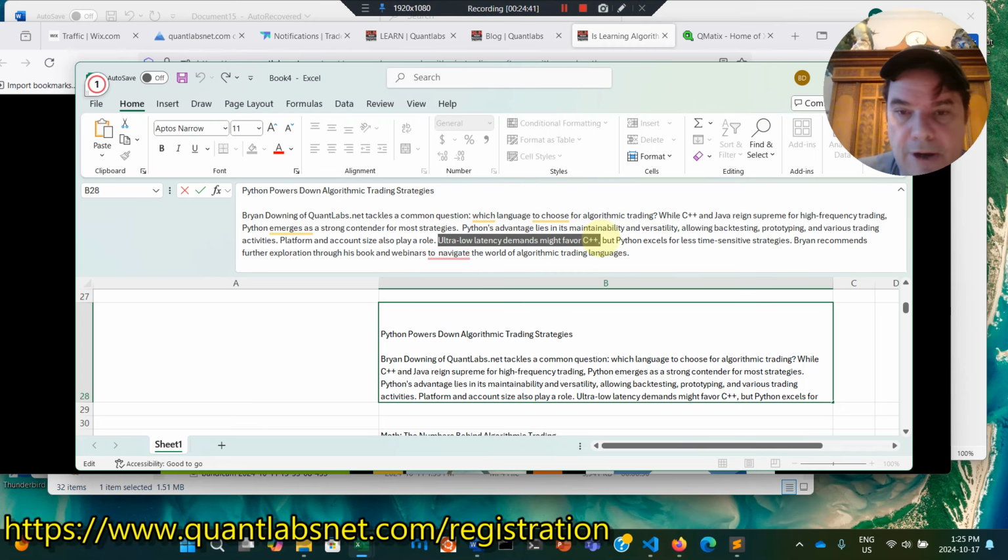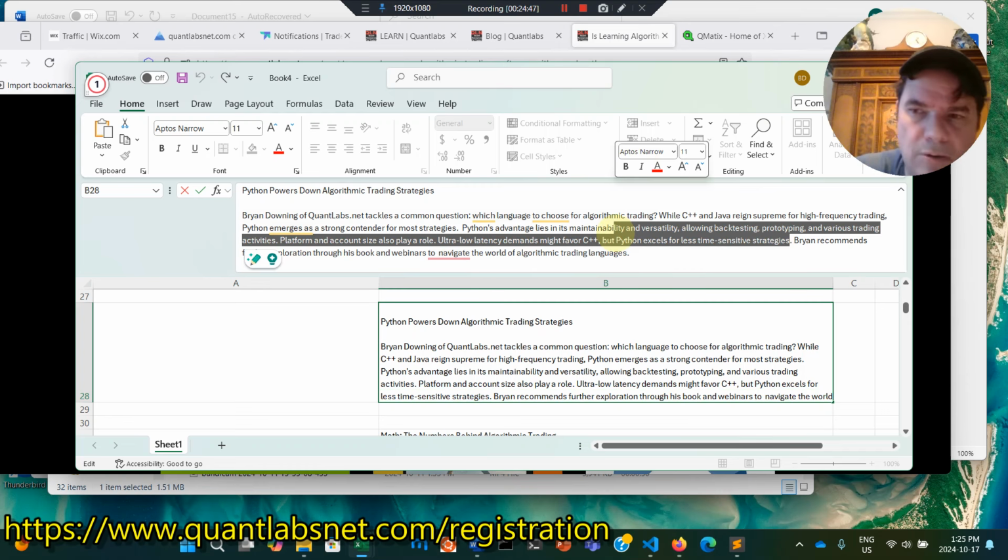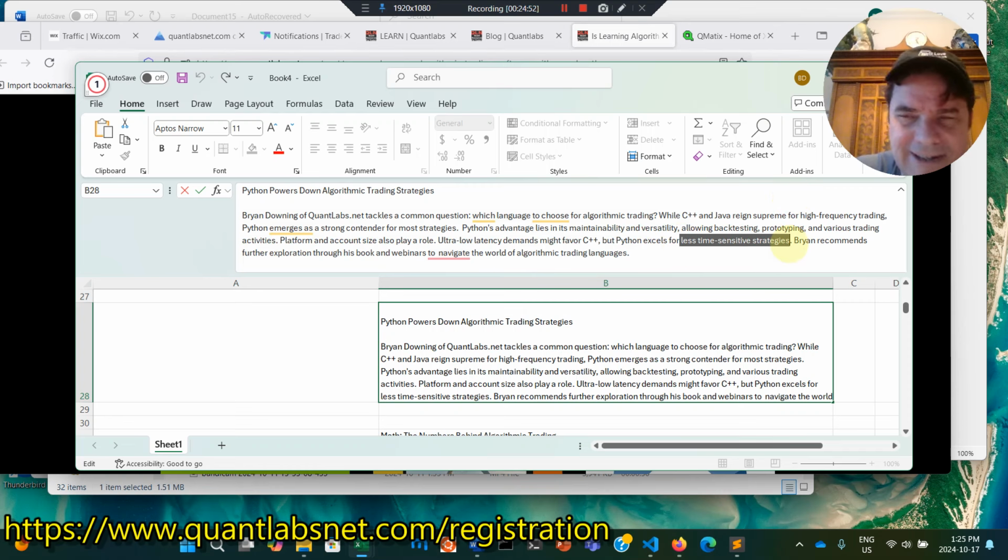Some people want ultra low latency. C++ is the way to go. But this is the key right here. If you're willing to go with Python, the key here is if it's less time sensitive, go with Python. And I've done that.